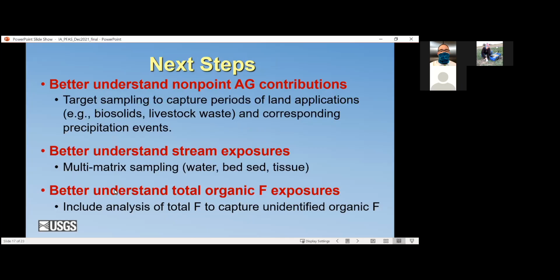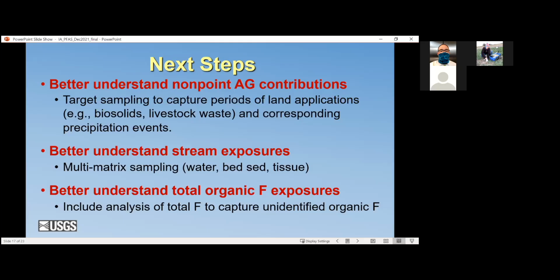So what are the next steps? As I mentioned previously, you really need to better understand non-point agricultural contributions. And what that's going to do is you need to move away from convenient sampling, which is, let's just go out when we get there, or let's go out on this Tuesday of this month and see what's out there. You need targeted sampling to capture periods of land application. So we need to go out when there's either biosolids being applied to the land surface or manure or pesticides being applied. And during that window of applications, then follow up the sampling during corresponding precipitation events.